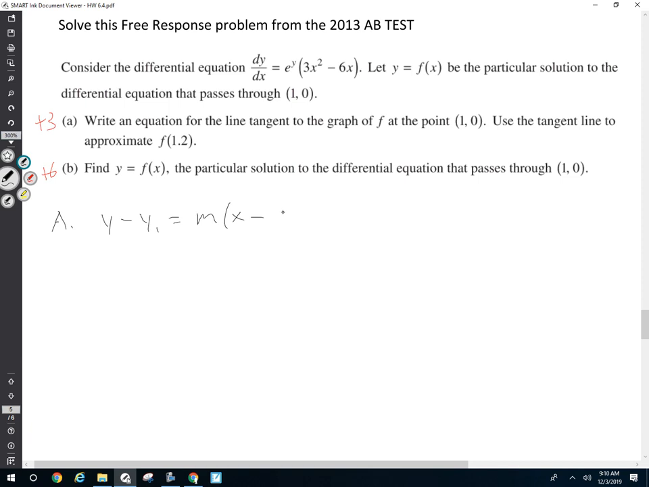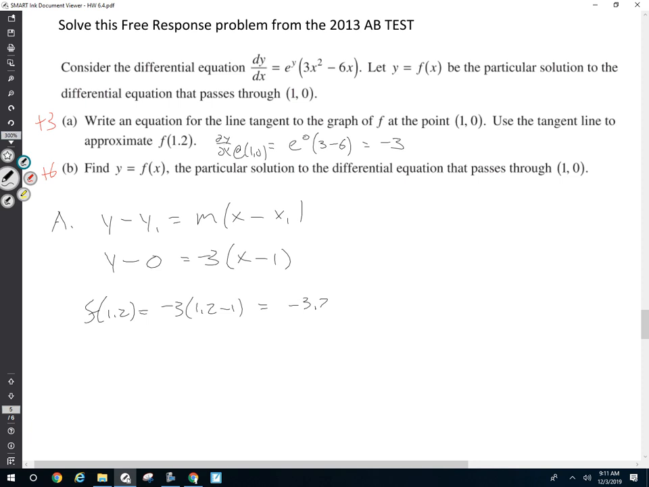So I need my point, 1, 0. I need my slope. So dy/dx at 1, 0 is e to the 0, 3 minus 6, negative 3. Are you going to use that tangent line to approximate f of 1.2? So that's going to be negative 3 times 1.2 minus 1, plus 0. So that's negative 3 times 0.2. That's going to be negative 0.6.